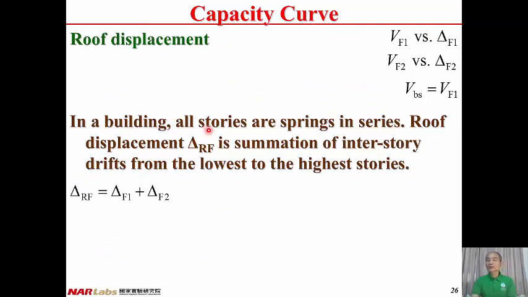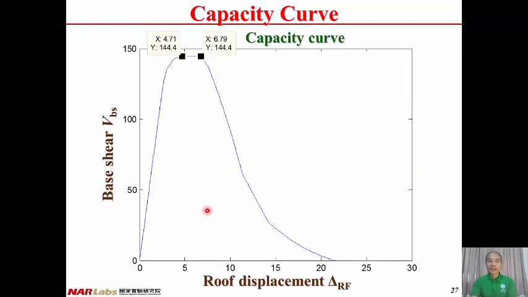Okay, in a building, all stories can be considered as springs arranged in series. Therefore, the roof displacement is the summation of the inter-story drift from the lowest level to the highest levels. Therefore, delta roof equal to delta F1 plus delta F2. And here's an example of a capacity curve. From the capacity curve, we have the relationship between base shear, VBS, and roof displacement, delta RF.